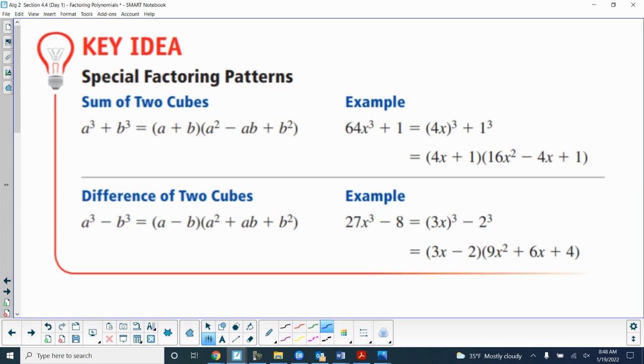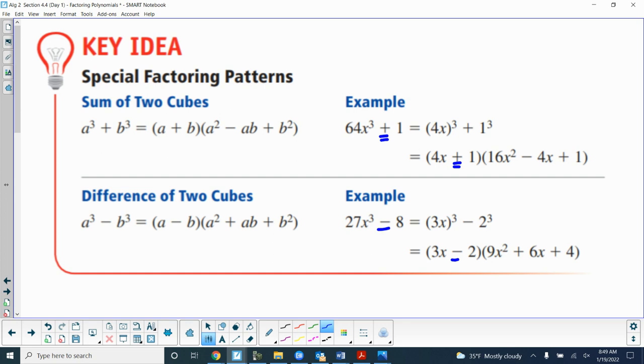Okay? And what you do is you take the cube root of 64x cubed, which is 4x, and that's the first term of the binomial. You take the cube root of 1, which is 1, that's the second term of the binomial. These signs always match. If it's addition, your binomial is addition. If it's subtraction, like this difference, then your binomial is subtraction.